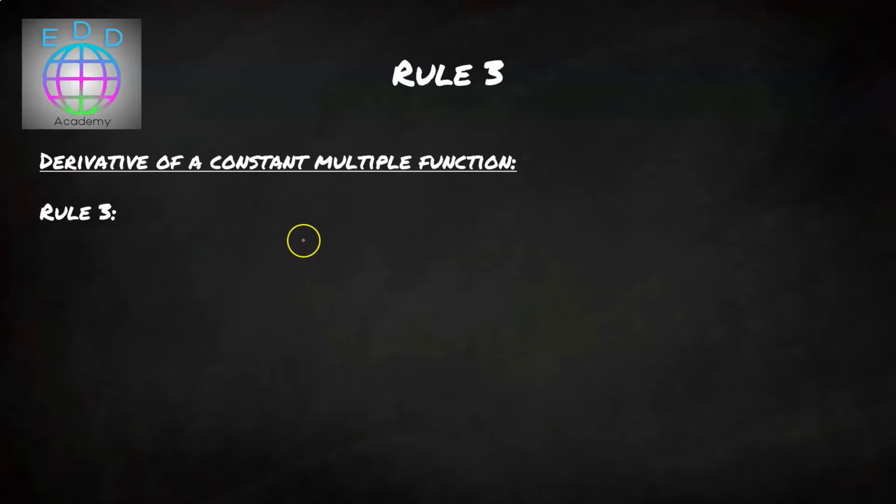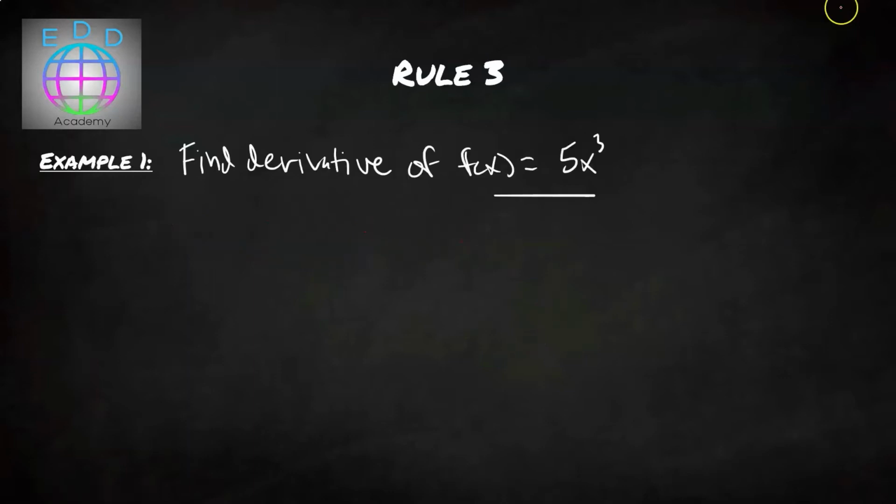And now we'll look at rule 3, which is our first new rule today, and it's the derivative of a constant multiple function. The rule says that the derivative of any function with a constant in front equals the constant times the derivative of the original function. Basically, it's saying that the constant would have no effect on the derivative, so we can just pull it out here. Because this is a pretty straightforward rule, we can jump right into an example.